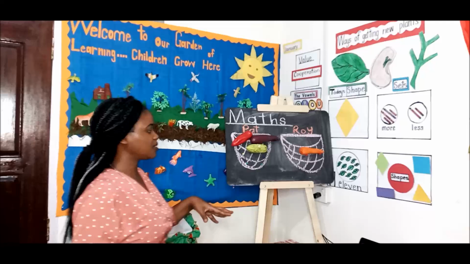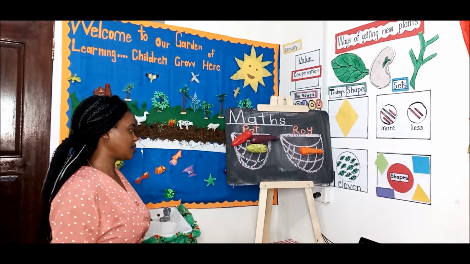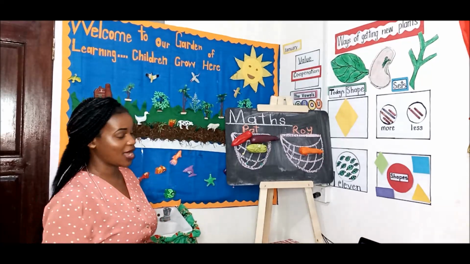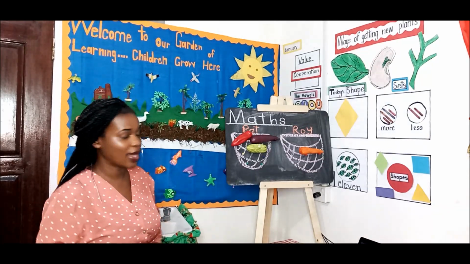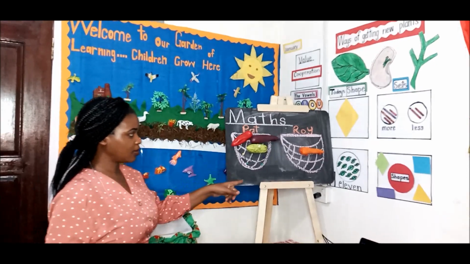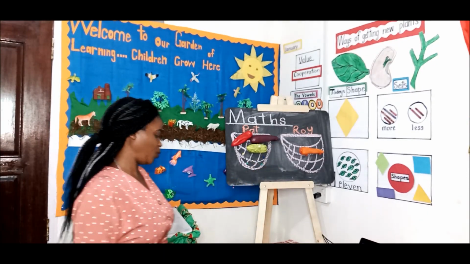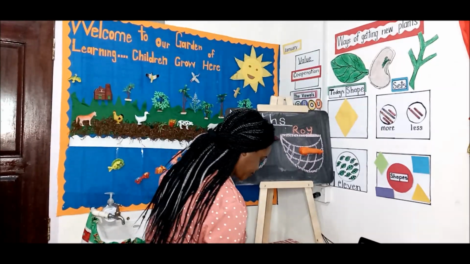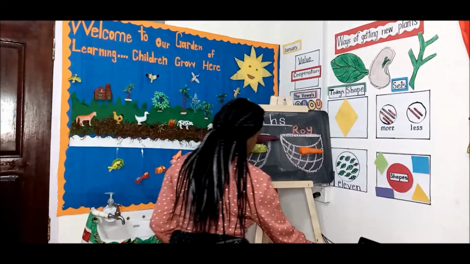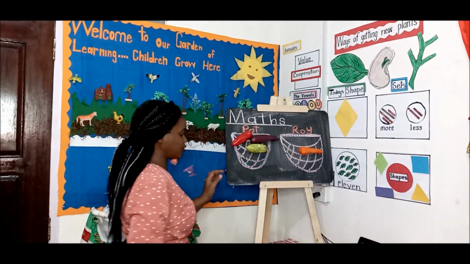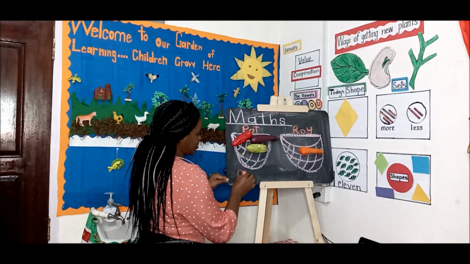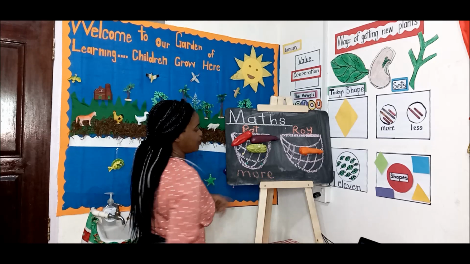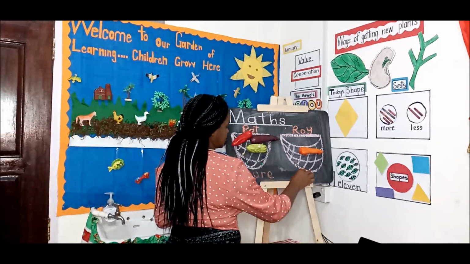Now one set has more and one set has less. Now you are going to tell mommy or daddy which set has more and which set has less. Or you can say who has more and who has less. Is it Pat or Roy? Okay, and when you're finished, you want to write the word more or less at the bottom. Okay, so you're going to write at the bottom here. If Pat has more, you want to write the word more there. Okay, and if Roy has less, you write the word less.